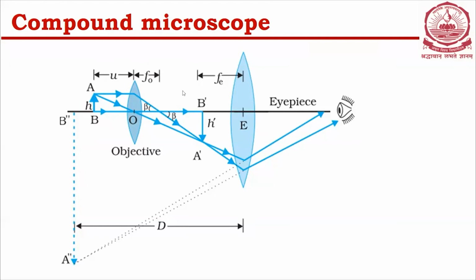So you can see that. And also there is a distance between this focal point, the second focal point of your objective, and the first focal point of your eye lens. There is a distance that is called tube length. Okay, so that is also there in the compound microscope.